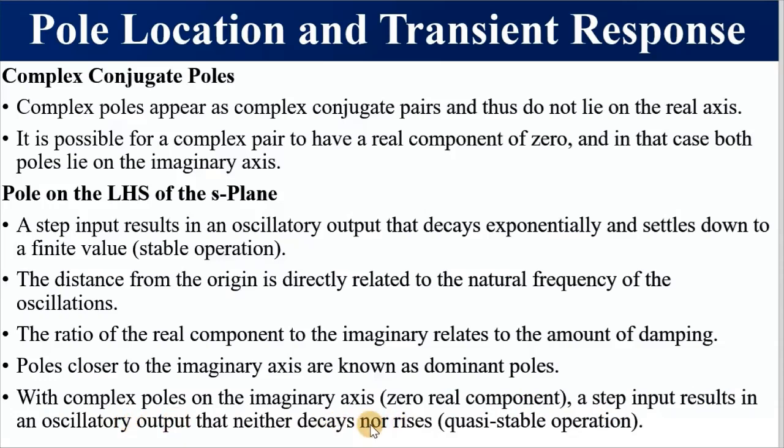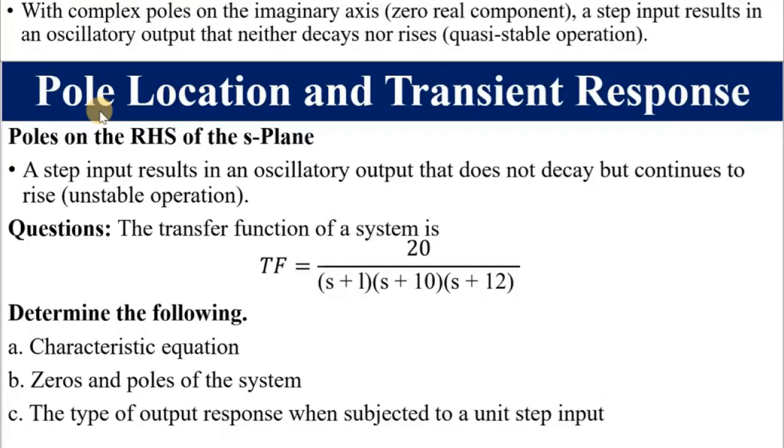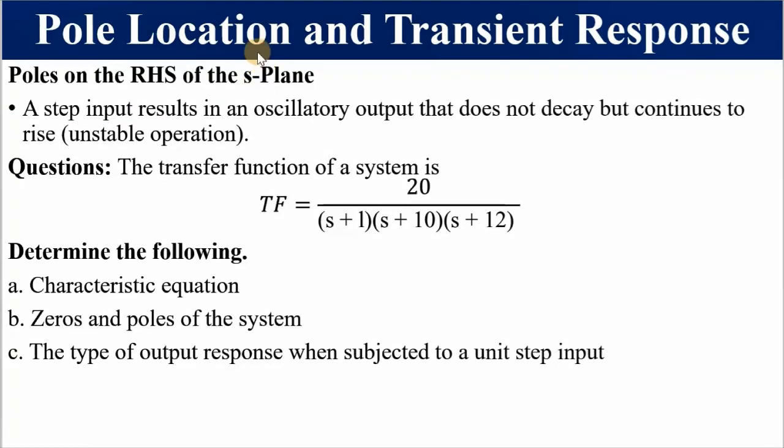We saw that in the previous slide, and if we can revisit, this is what we mean. It neither rises nor decays. This is rising. If a pole is located on the right-hand side, a step input results in an oscillatory output that does not decay, but it continues to rise, and this is what we call unstable operation.